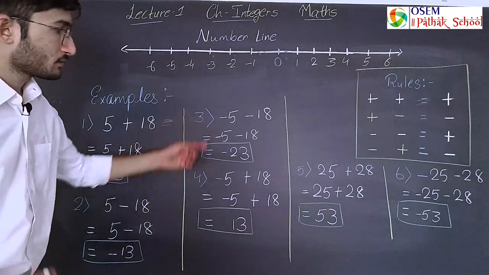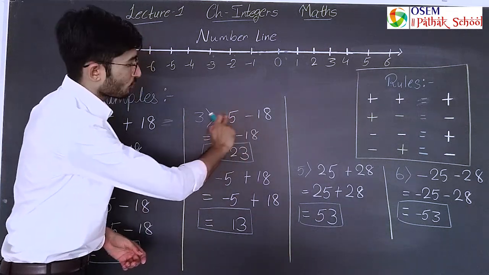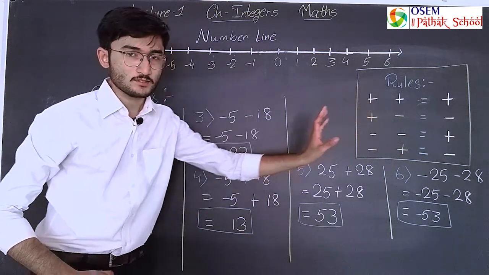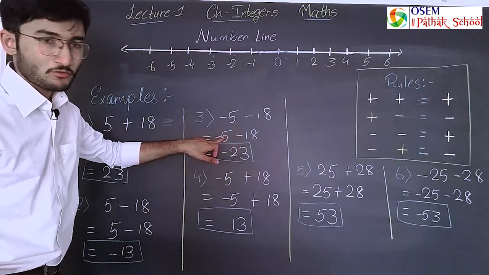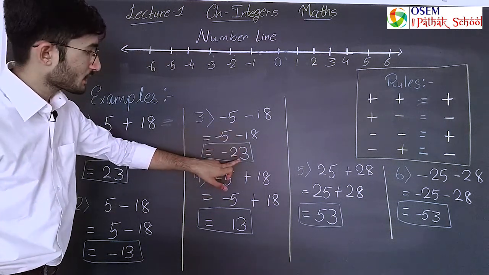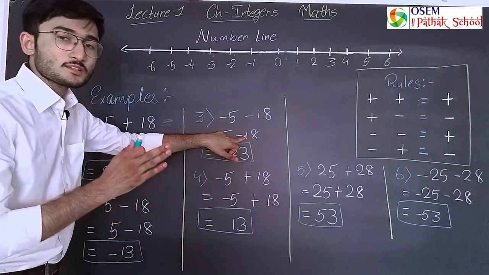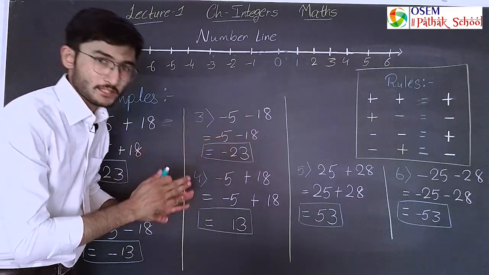Example number 3. Here it is minus 5 and minus 18. Both are minus, so we have to add them. Minus minus, add both the numbers, 5 plus 18. We get 23. Now 18 is a bigger number, so the sign will be of 18. So the answer is minus 23.